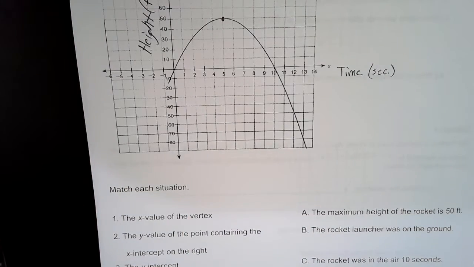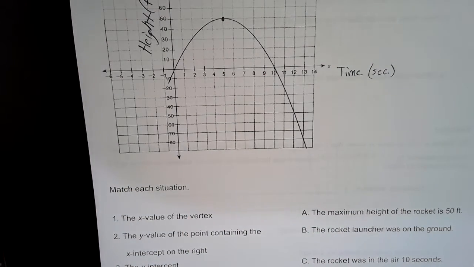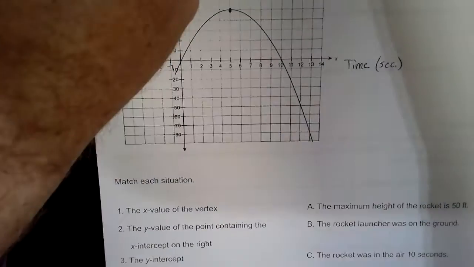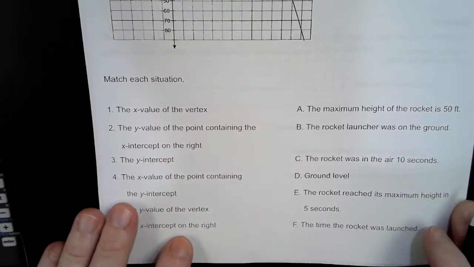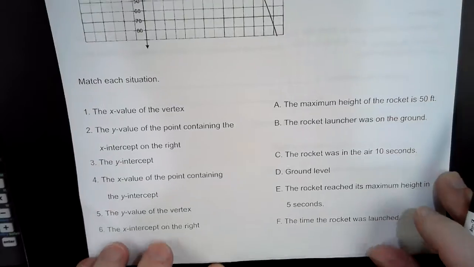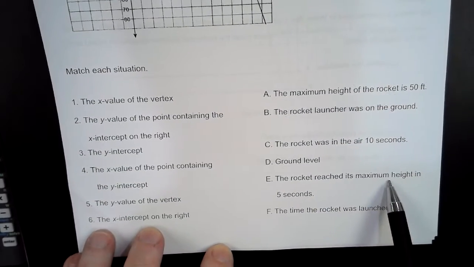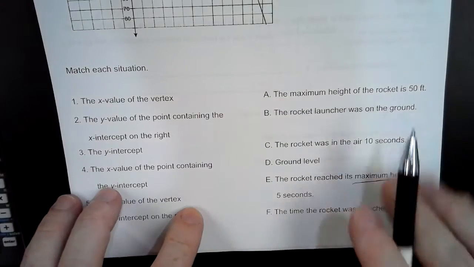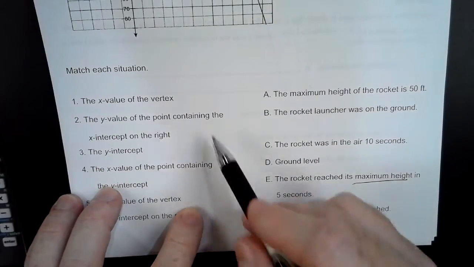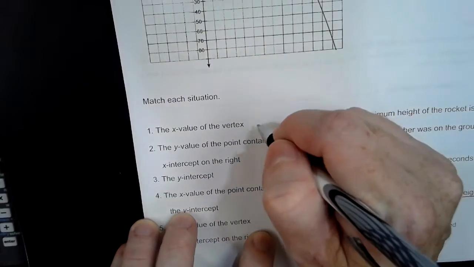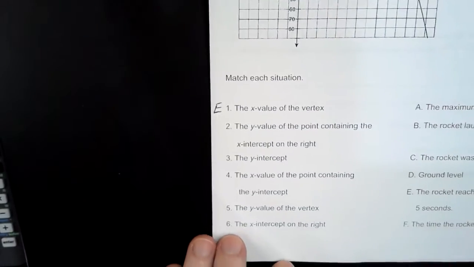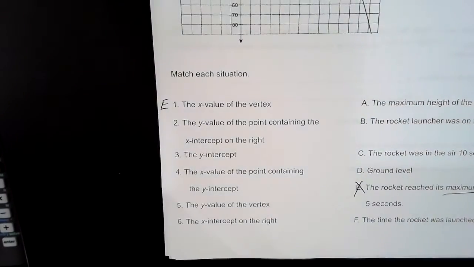So I need to see something talking about 5 seconds to match it up with the x value of the vertex. Well, and then you can see right here, the rocket reached its maximum height. We know that's talking about the vertex in 5 seconds. So there we have it. E. I'm not going to actually match these because it's kind of goofy. So I'm just going to write an E maybe out in front of 1. And then I'll cross that one off.